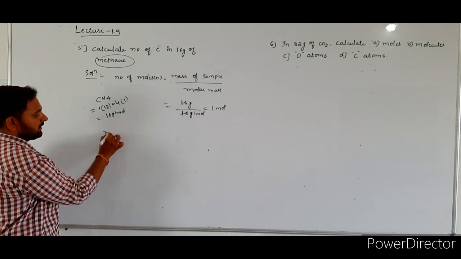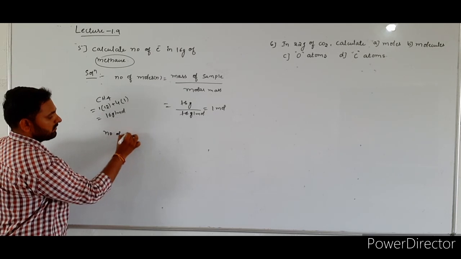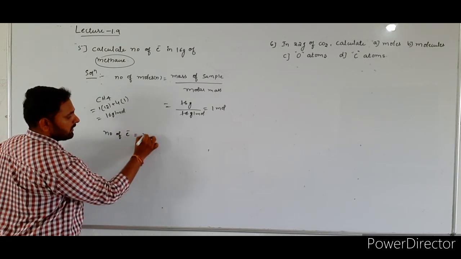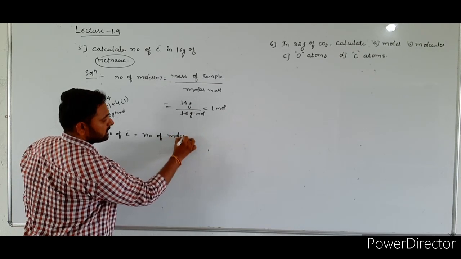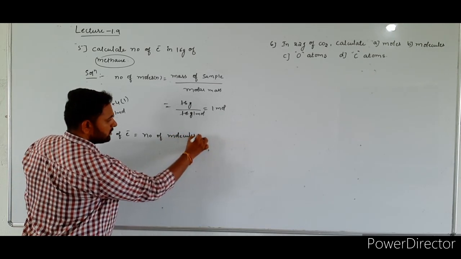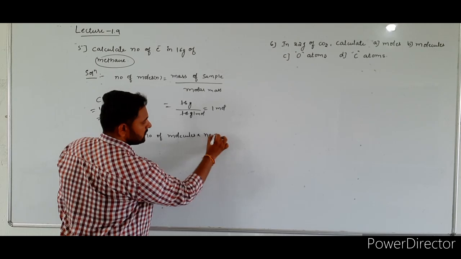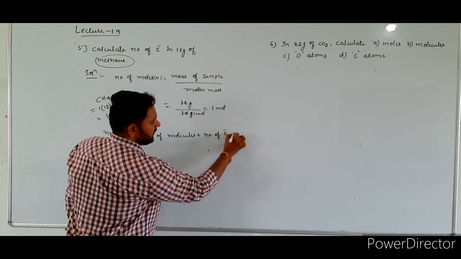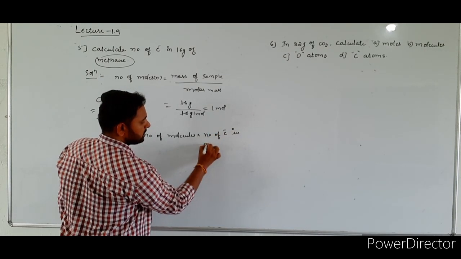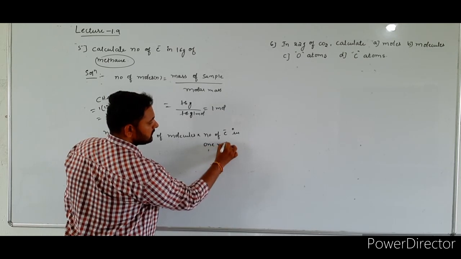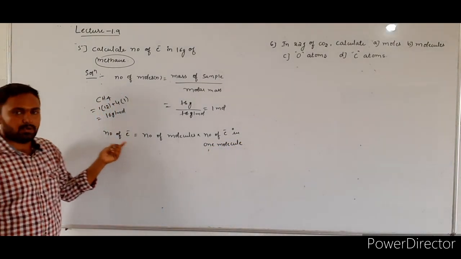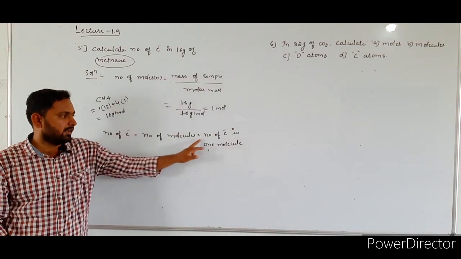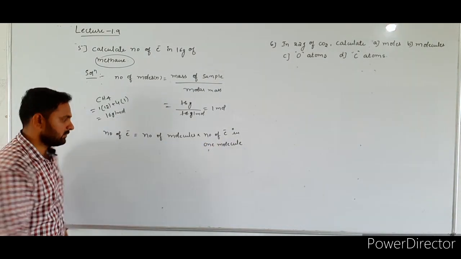Now, number of electrons is equal to number of molecules into number of electrons in one molecule. Number of electrons is equal to number of molecules into number of electrons in one molecule.